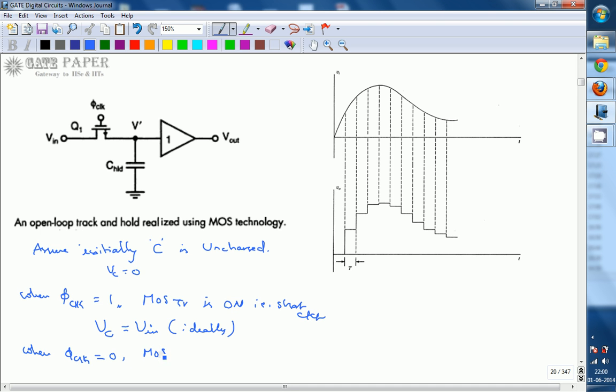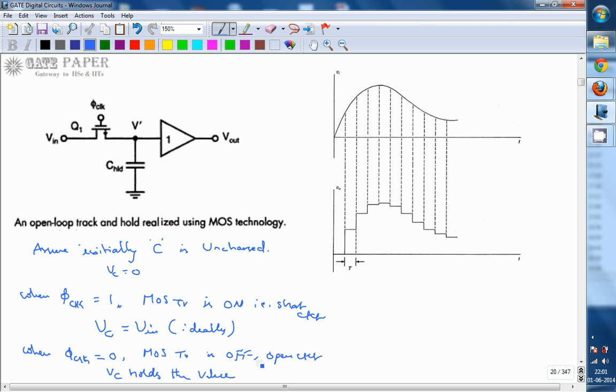Then when the clock becomes 0, the MOS transistor is in the off condition. In the off condition it acts as an open circuit, so there is no relation between the input voltage and the capacitor voltage right now. The capacitor holds the value it has stored. What it has charged previously will be held by the capacitor. That is the ideal sample and hold circuit.